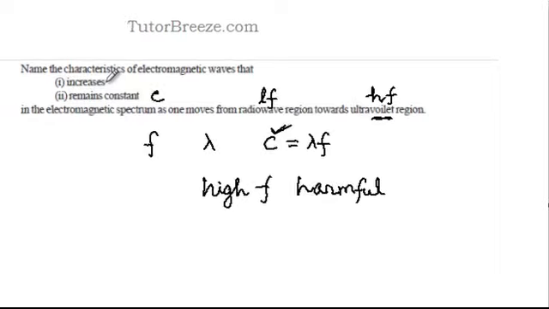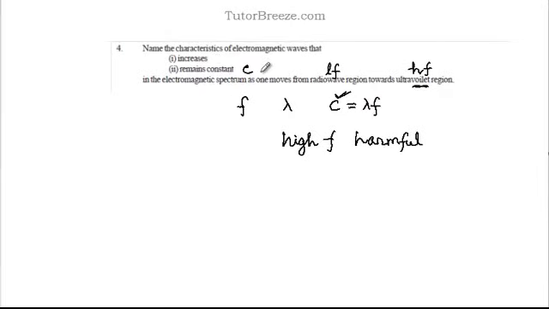So as you move along the electromagnetic spectrum from radio wave region to the ultraviolet region, the frequency will increase whereas the wavelength will decrease.